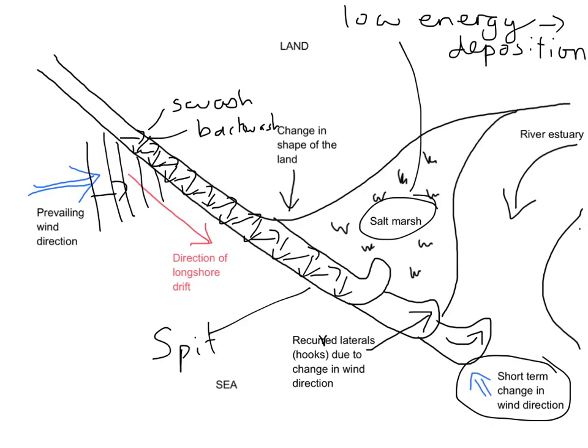You also get wave refraction, the waves bending round these hooks and carrying sediment round. And so you typically get these hooks. And you can see here several stages. This would have been stage one of the spit, the first recurved lateral. This is the second recurved lateral, and number 3 here is the most recent recurved lateral.